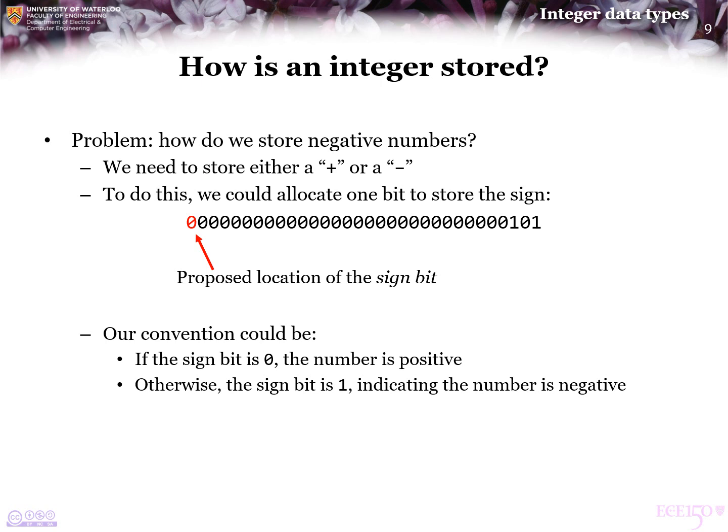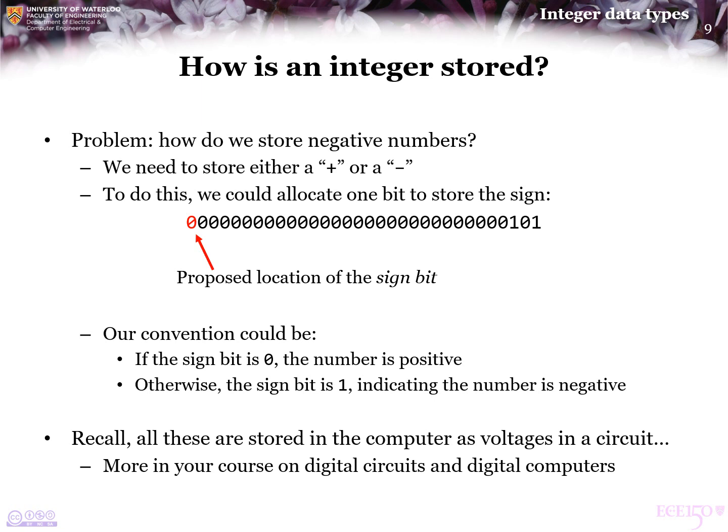Our convention will be as follows. If the sign bit is 0, then the number is positive. Otherwise, if the sign bit is 1, this is going to flag the number as being a negative integer. Okay, and again, remember that all of these values are stored on the computer, and so everything is us simply interpreting these voltages that are in a circuit. You're going to again see more of this on your course on digital circuits and digital computers.